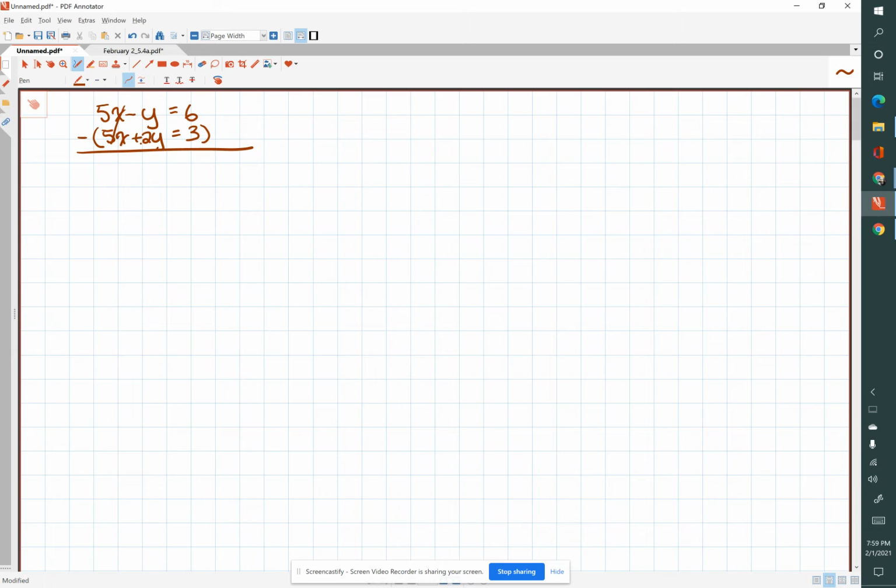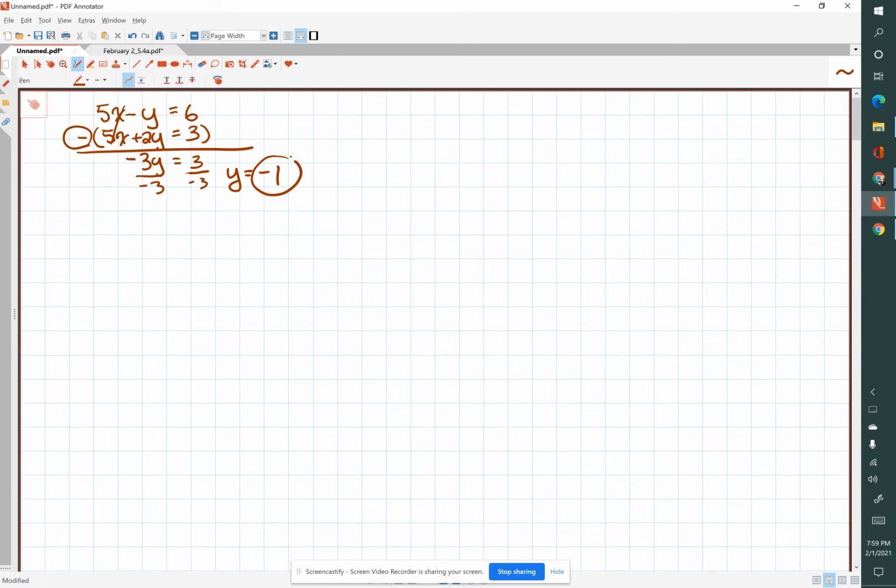minus 2y. Remember, we're subtracting. Minus this 2y is negative 3y, and 6 minus 3 is 3, and we divide both sides by negative 3, and y equals negative 1.